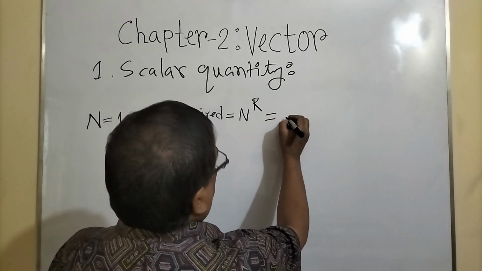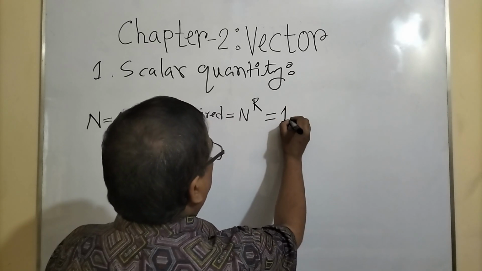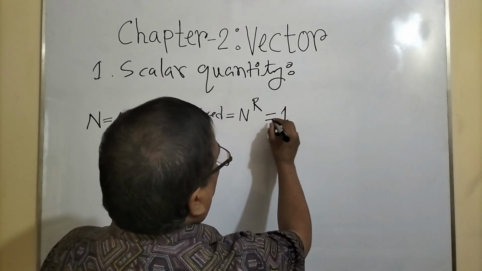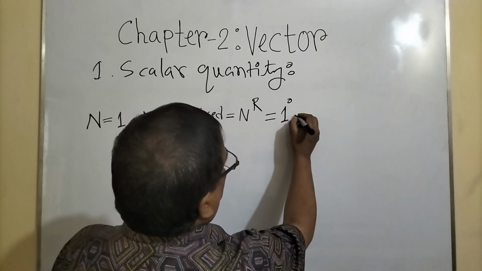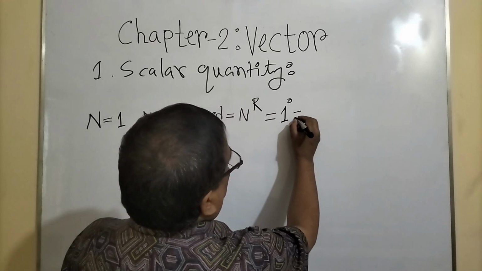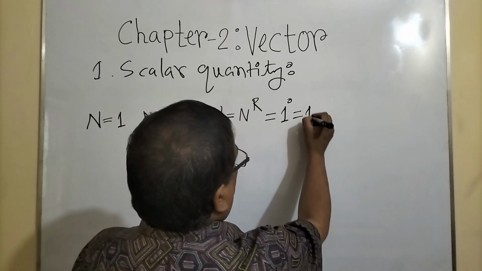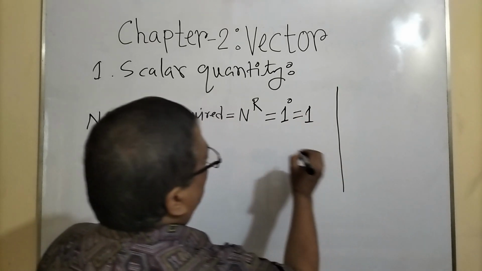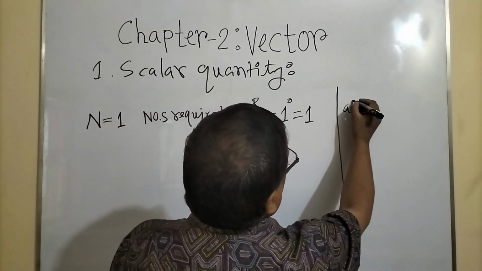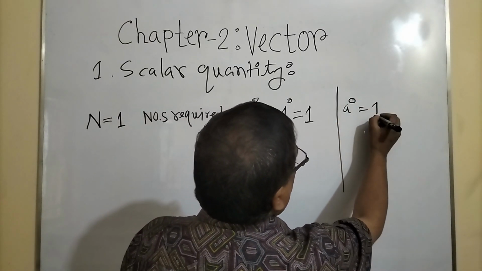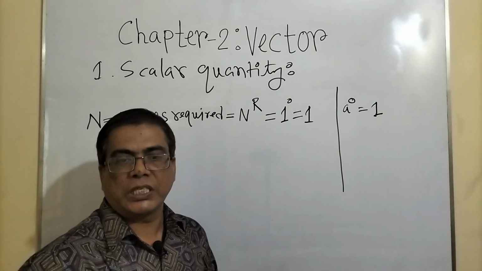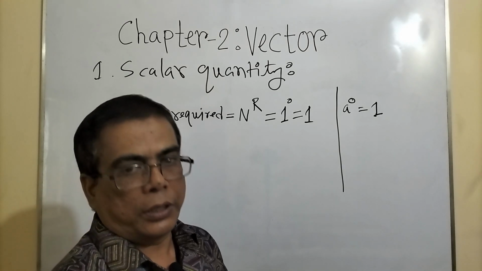Here n equal to 1, r equal to 0, that is equal to 1. A to the power 0 equal to 1, we have learnt in mathematics in the chapter exponent and logarithm.